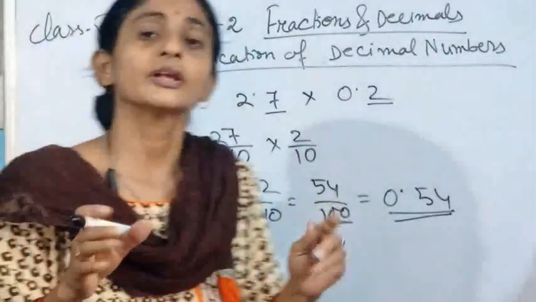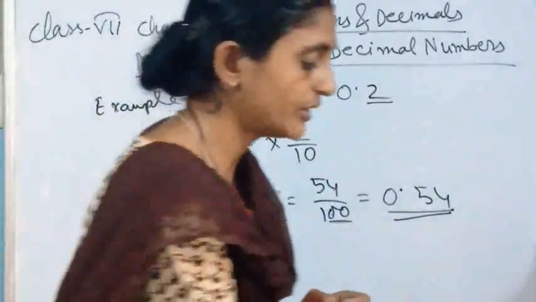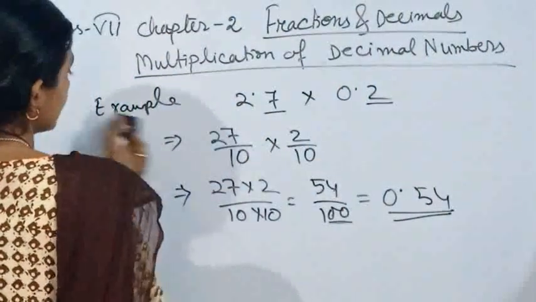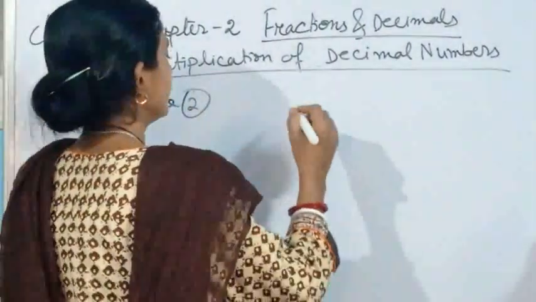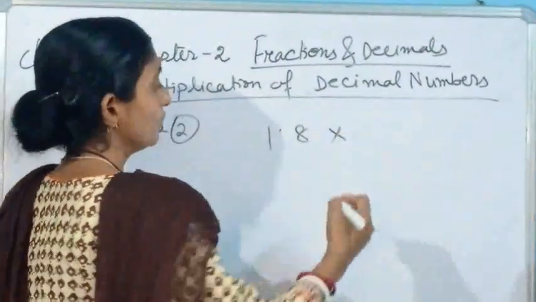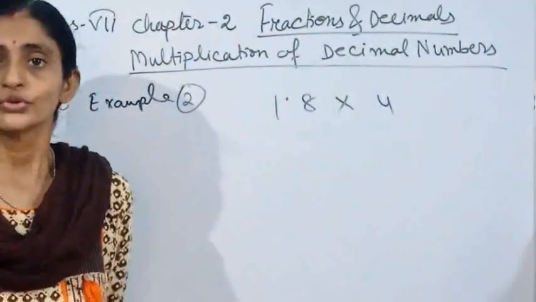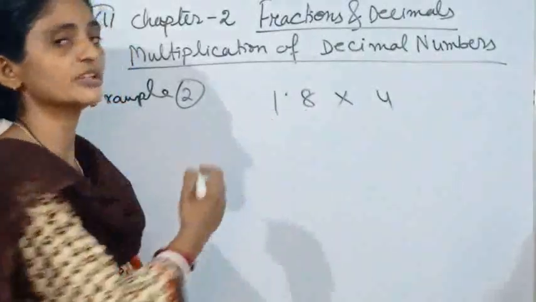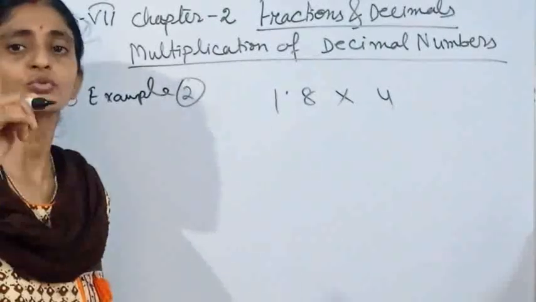Now let's come to the multiplication of a decimal number and a whole number. What will happen if I take a number like, in example 2, 1.8 and I am multiplying this by 4? What will happen in this case? Here you might have noticed that 4 doesn't have any decimal places. Only 1.8 has one decimal place. That means in the product of these two numbers, you will get only one decimal place.